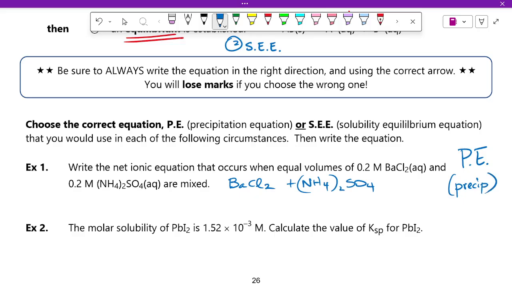So could you please write the net ionic equation that occurs? Ooh, that's tricky. You might want to write the formula equation first. So I'm going to write that up here.